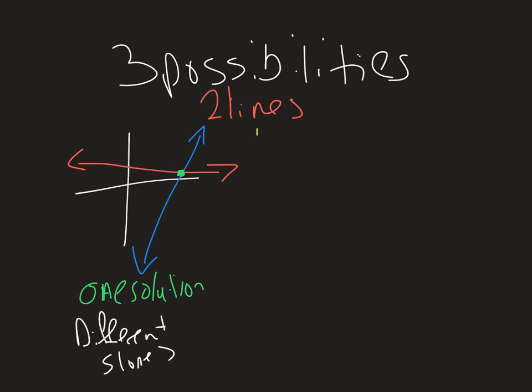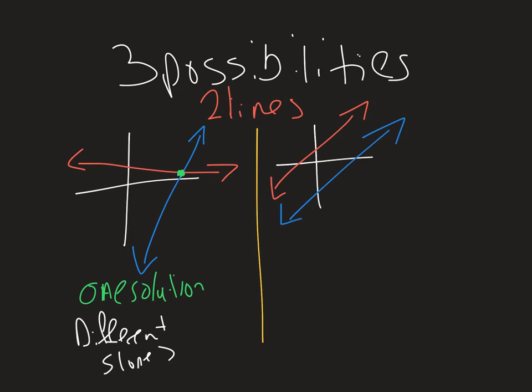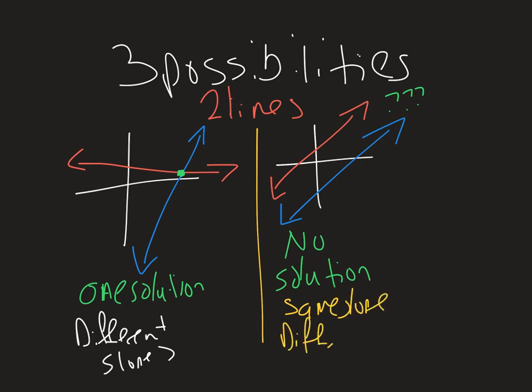Okay. Another possibility is, what if my lines don't intersect? What if they are parallel? Well, if they're parallel, there's no point of intersection, therefore there would be no solution. So if we're looking at this, they would have the same slope, but a different y-intercept. And that would make sense, because if two lines have the same slope, then we'd be guaranteed that they're parallel. And if they have different y-intercepts, then they will never intersect.